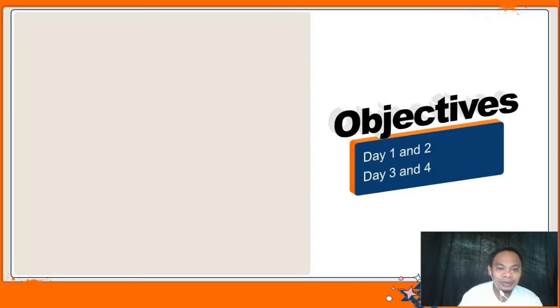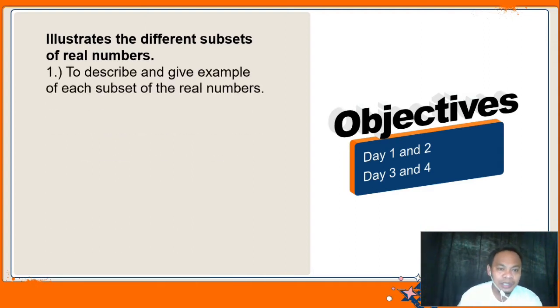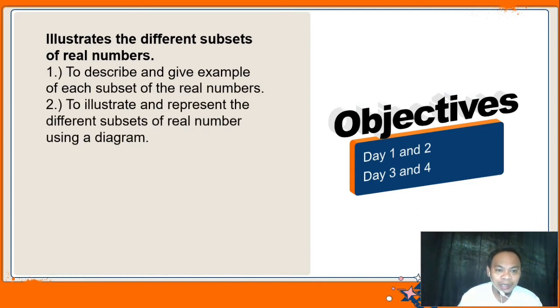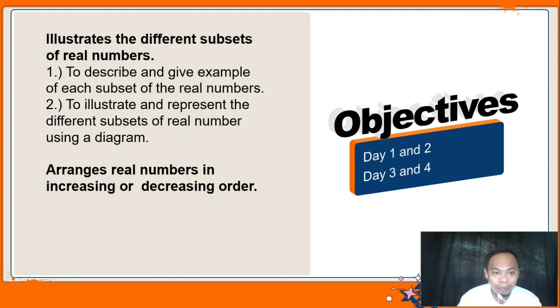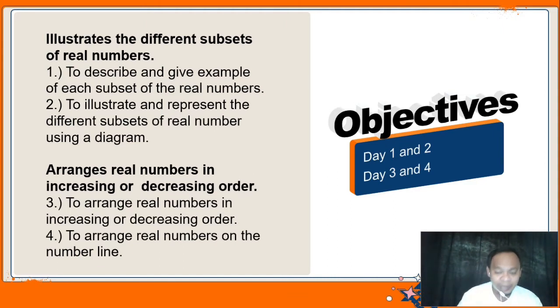Okay, so ang ating objectives for day 1 and 2, ang ating competency ay illustrates the different subsets of real numbers. At ang objectives po natin, to describe and give example of each subset of the real numbers, and to illustrate and represent the different subsets of real number using a diagram. And for our day 3 and 4, our competency is arranges real numbers in increasing or decreasing order, and our objectives to arrange real numbers in increasing or decreasing order, and to arrange real numbers on the number line.